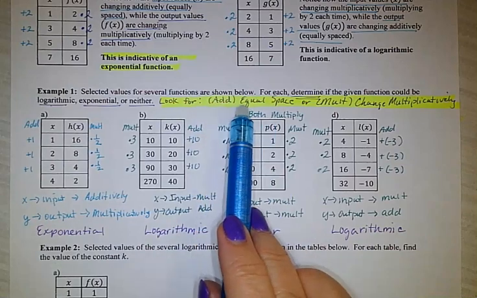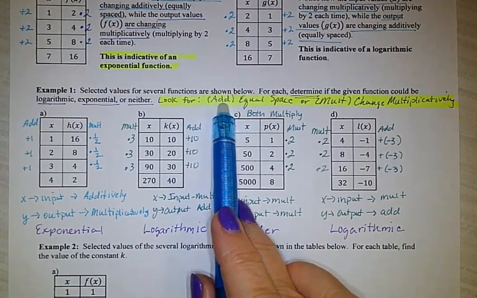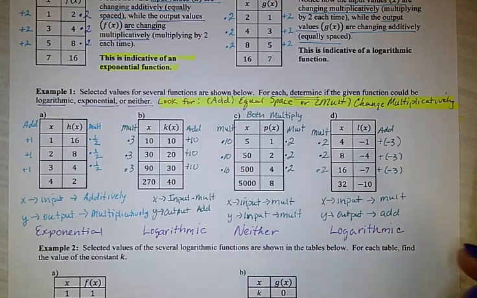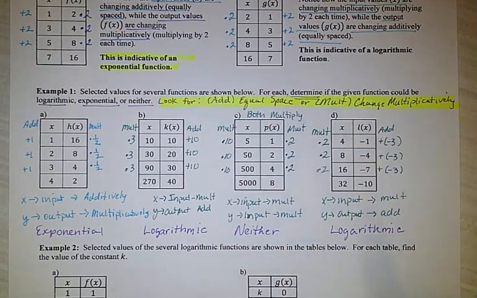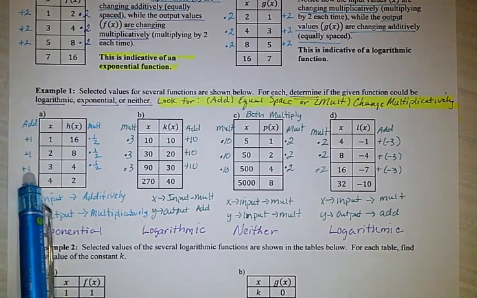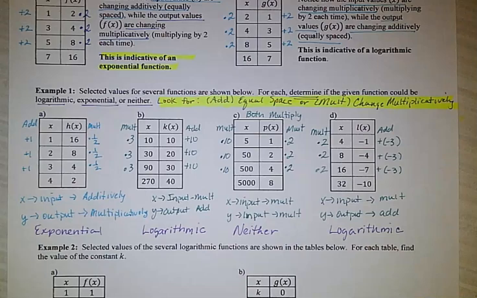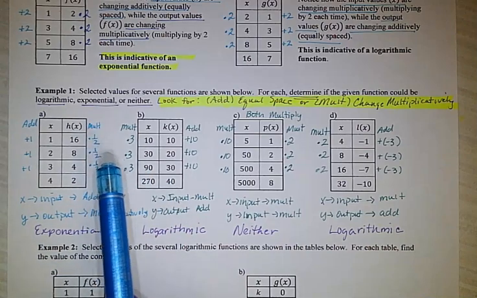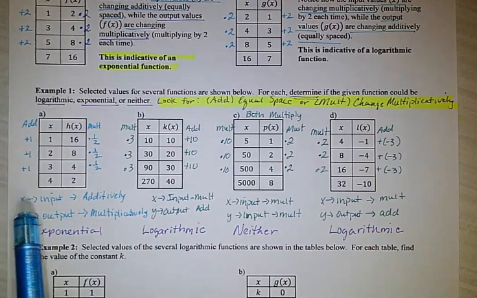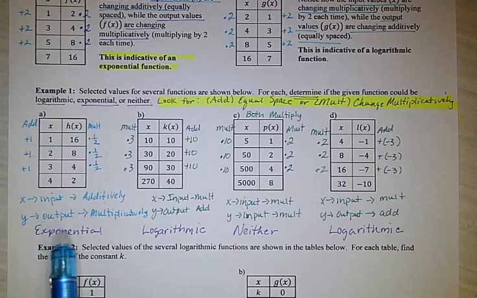So remember, you're looking at whether the intervals can be added to get uniform, equal width intervals, or multiplied, so you're increasing multiplicatively. In this case, I can add 1 to each side, so that's adding on the inputs, and I can multiply each side by 1/2, so that's multiplying on the outputs. So when the inputs are additive and the outputs are multiplicative, then it's an exponential function.